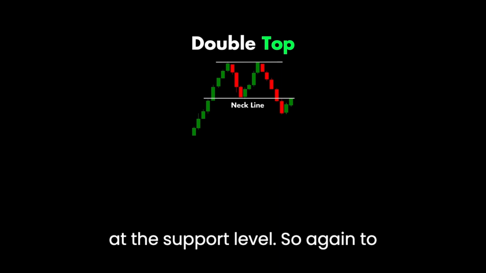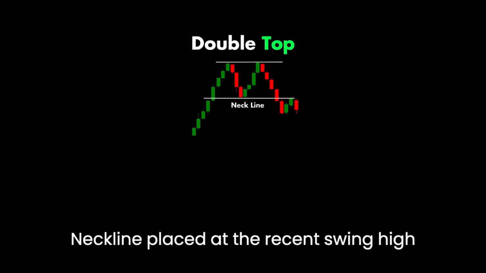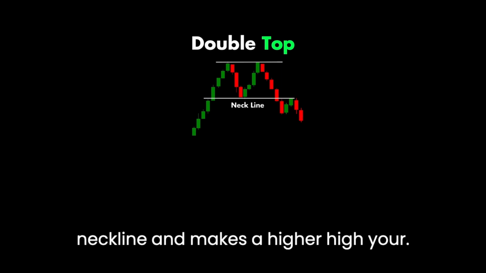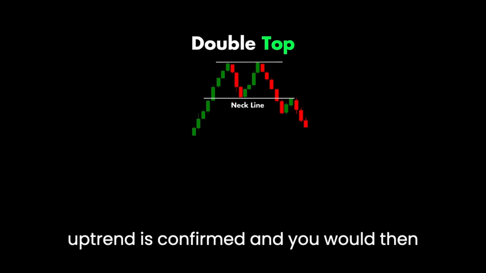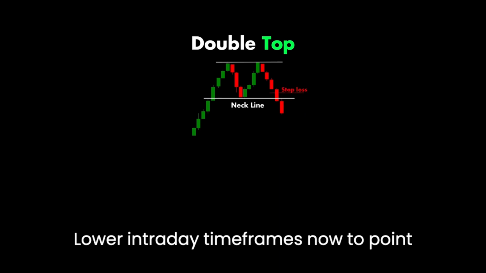So again, to confirm the reversal, neckline placed at the recent swing high, and once price breaks through the neckline and makes a higher high, your trend change from a downtrend to an uptrend is confirmed, and you would then take trade entries long through the lower intraday time frames.